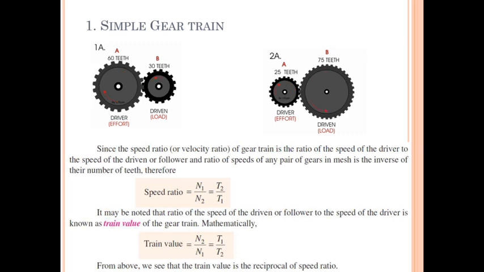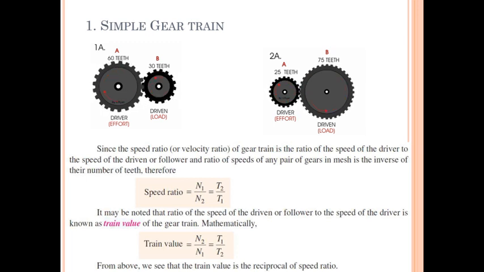First we will study what a simple gear train is. In a simple gear train, a single gear is mounted on one shaft. On one shaft, one gear is mounted. This type of gear train is called a simple gear train.